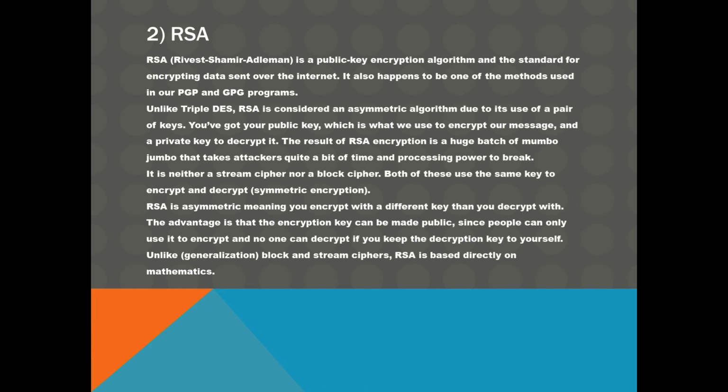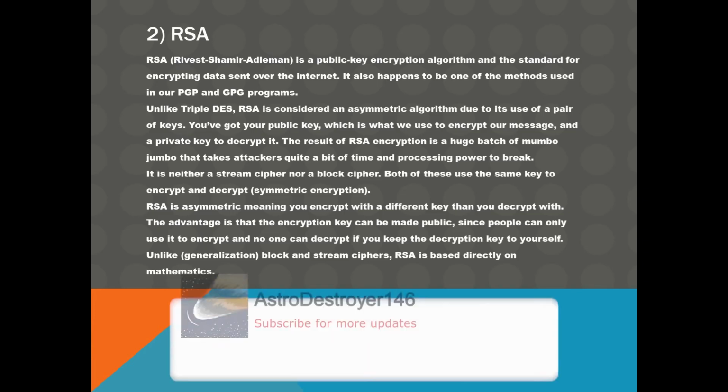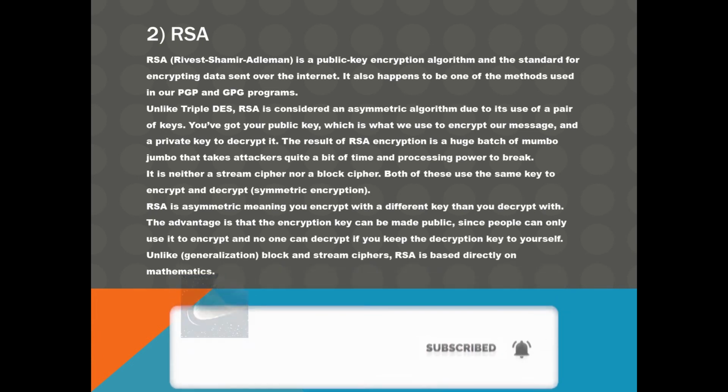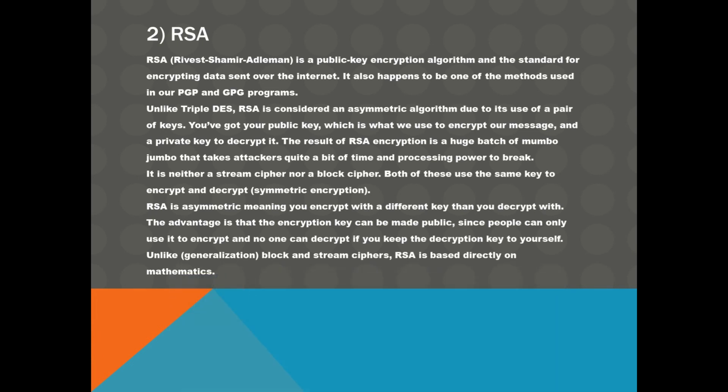Also, it is neither a stream cipher nor a block cipher. Both of these use the same key to encrypt and decrypt. RSA is asymmetric, meaning you encrypt with a different key than you decrypt with. The advantage is that the encryption key can be made public, since people can only use it to encrypt, and no one can decrypt it if you keep the decryption key to yourself. Unlike block and stream ciphers, RSA is based directly on mathematics. So you have to dive deep into mathematics to get a proper glimpse of this algorithm.